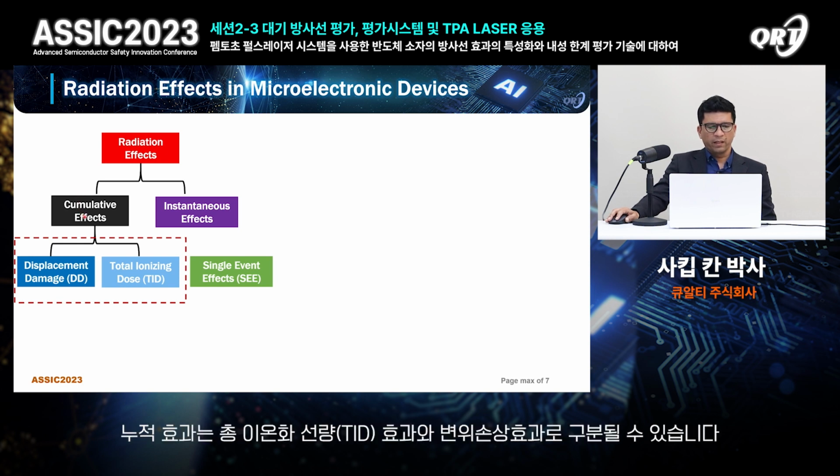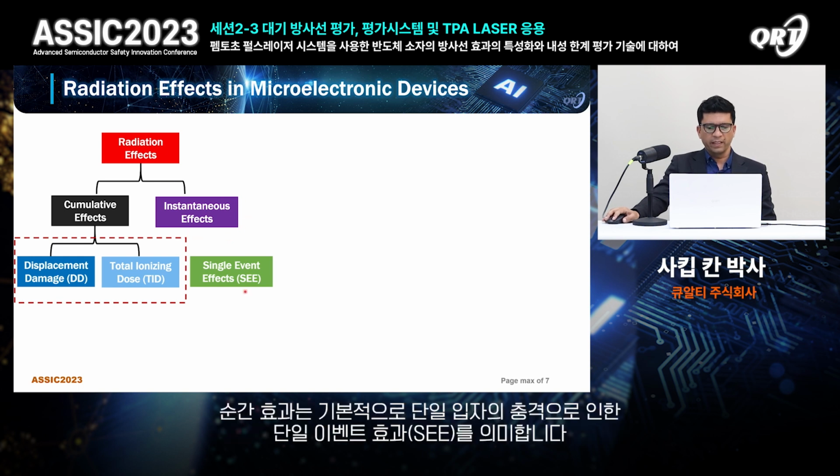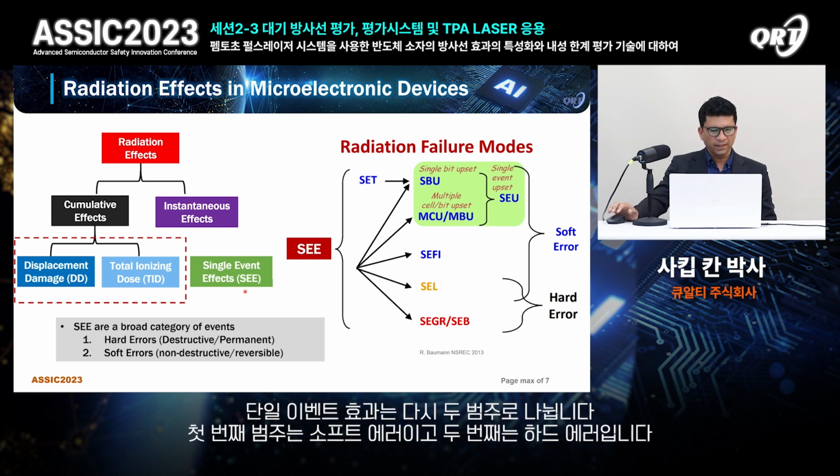The cumulative effect is further classified into total ionizing dose, TID effects, as well as the displacement damage effect. In this talk, we will not be covering these effects, so we will only be discussing the instantaneous effect. So instantaneous effects are basically the single event effects, which are due to the strike of a single particle. Single event effects can further be classified into two categories. The first category is the soft errors, and the second category is the hard errors.